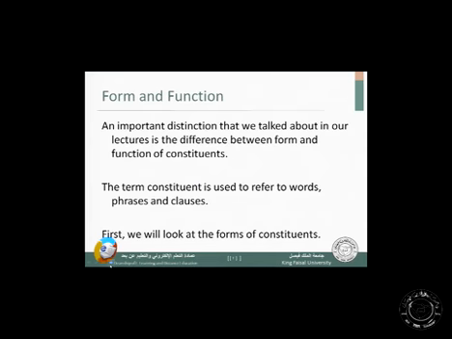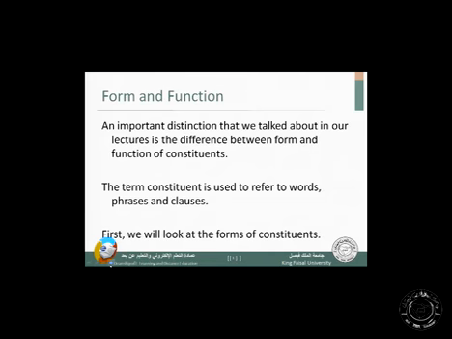So this is an important distinction that I explained to you previously, and I said that form is what the constituent looks like. Okay, so is it a noun, is it an adverb, is it an adjective? So this is what we call form. And of course function is the job of the constituent. So what the constituent does and its job in the sentence.